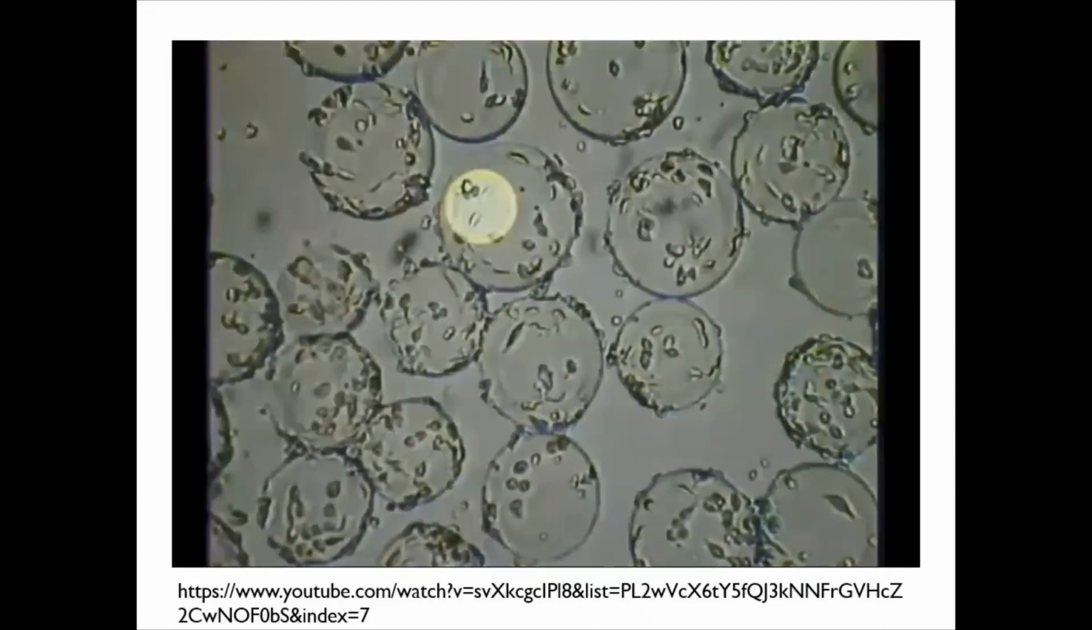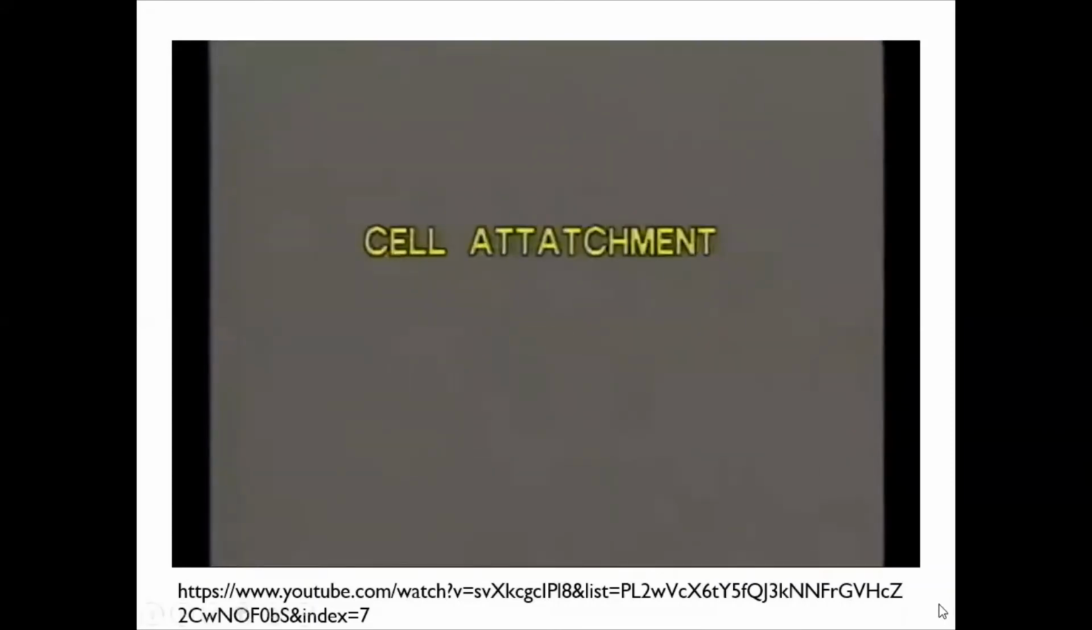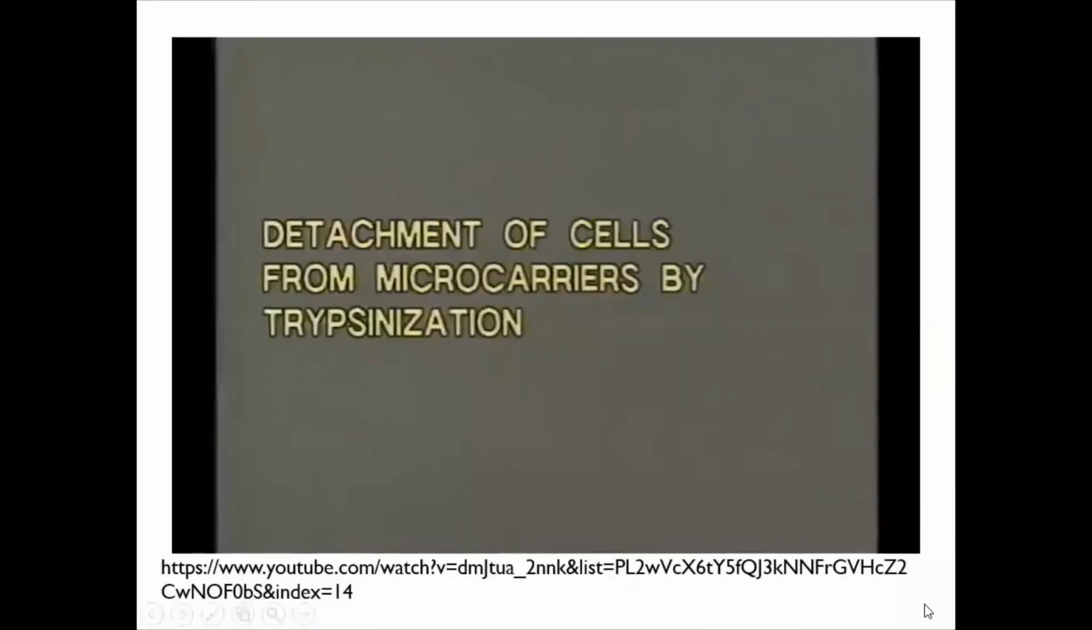The spreading of the cells occurs almost immediately after the attachment. Of course, it may vary with the cell type and also with the medium used. Now detachment, like how to carry out the trypsinization.